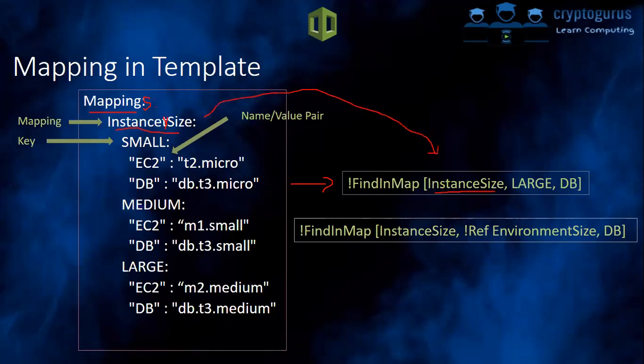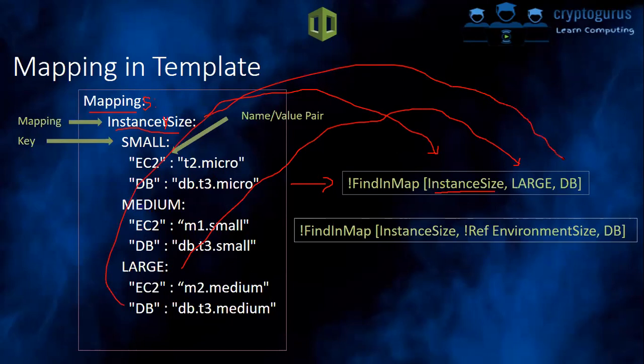Okay, once the instance size is available, this particular function will try to find out where large is mentioned. So large is mentioned over here. Okay, so large would come from here. Okay, and this large is nothing but a key. Okay, it is a key. And what is the corresponding value of that key that we want, that is the db, which is mentioned over here, right? So this particular part would go over here, right? Now I think it should be clear to you what this will return, this will return just this, that is db.t3.medium.